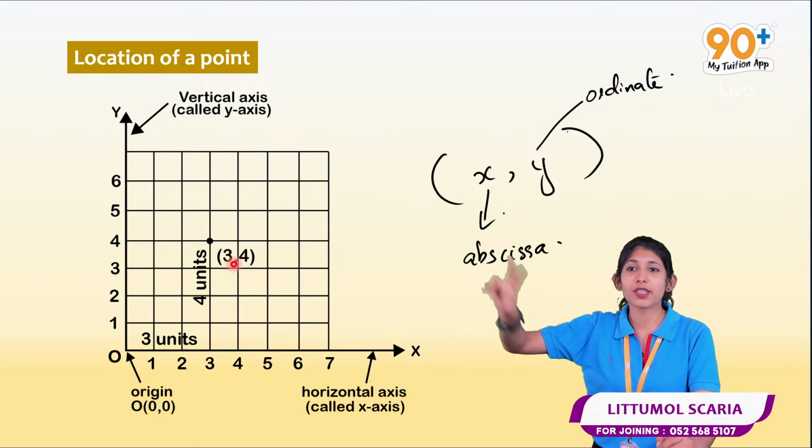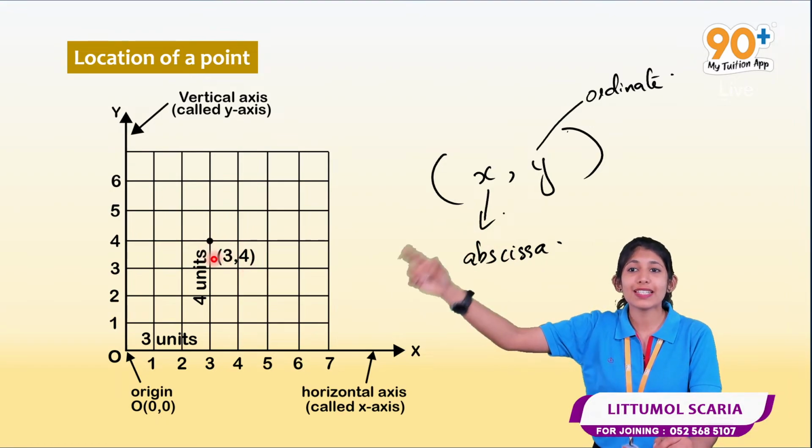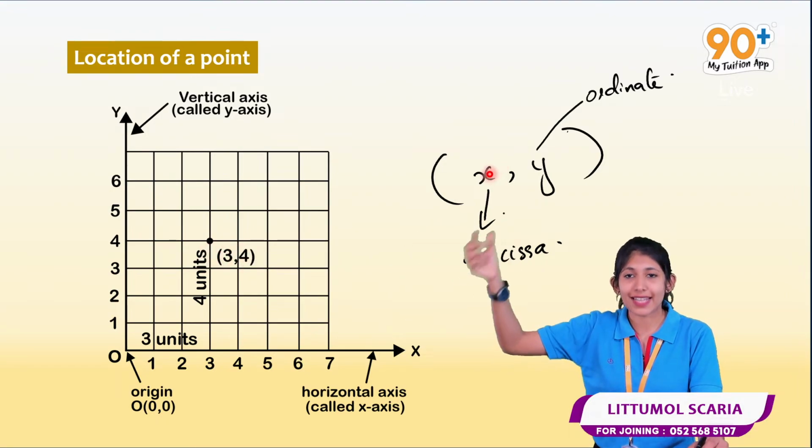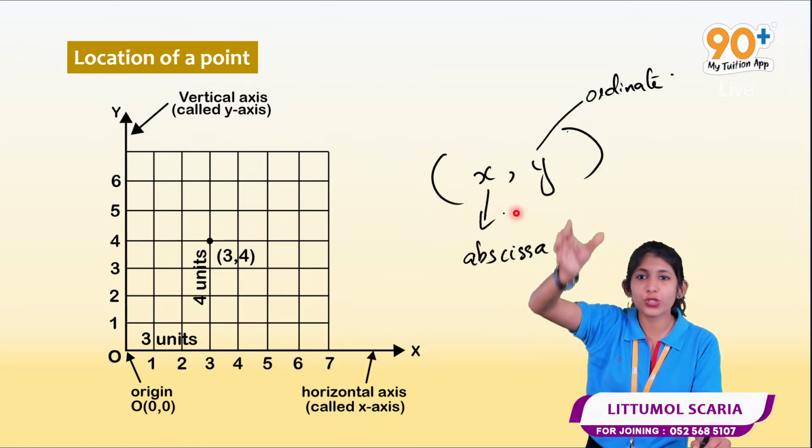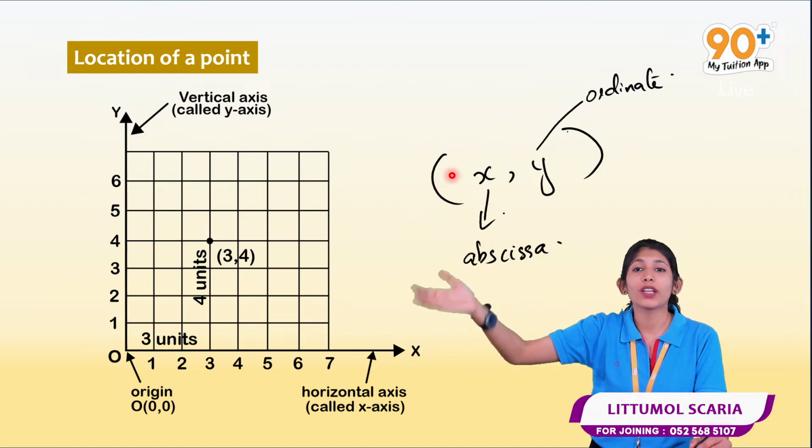It's a pair, right? Pair means a set of two. So it is in an order. What is the order? The x-axis value comes first, the y-axis value comes second. So that's the order. Okay, so it's called an ordered pair.